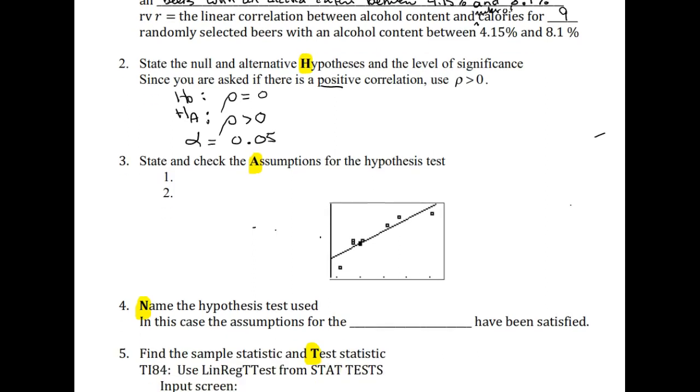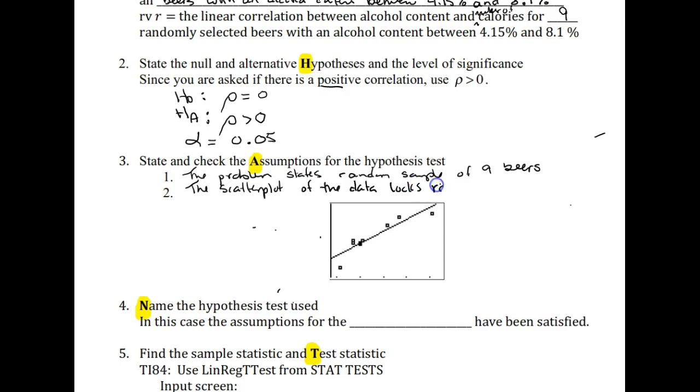All right. Now, there's a long list of assumptions if you were to take a full course in linear regression, but for this intro course, the problem states that they have a random sample of 9 beers. And earlier we looked at the scatter plot. The scatter plot of the data looks roughly linear with no outliers. For this course, those are the only 2 conditions that you need to check. So our 2 conditions are checked out to use the linear regression t-test.